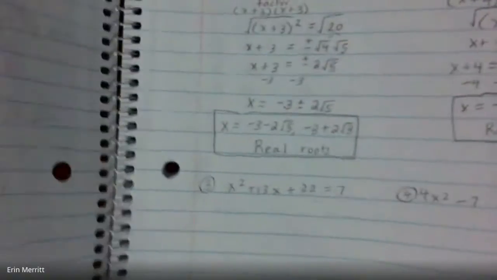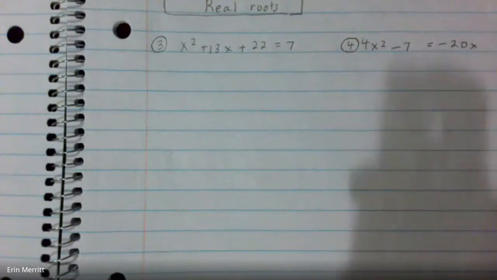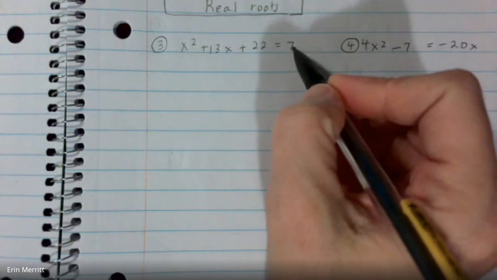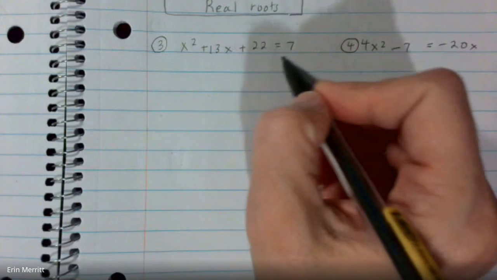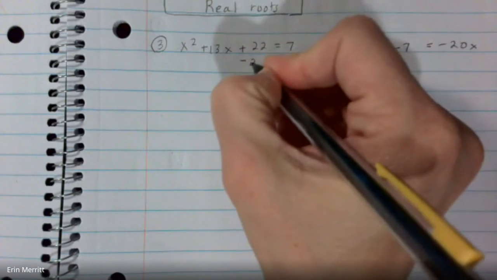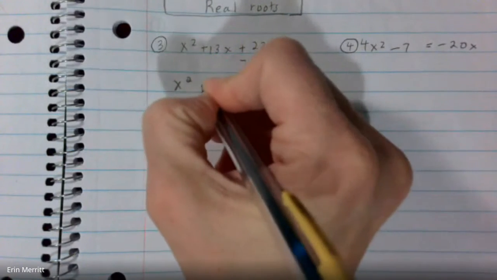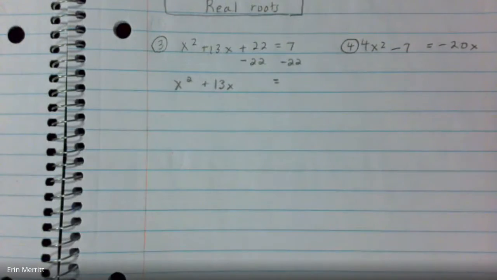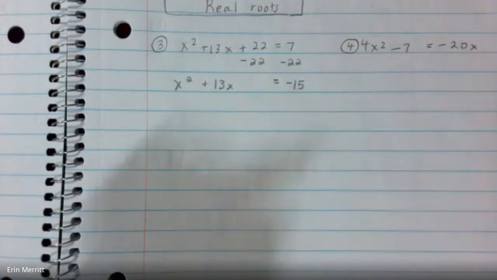Next one. Number 3. It started with things on both sides. You can move it over to get it equal to 0 first, but then you're going to immediately move that constant to the other side. So I'm just going to go right to moving the 22 on over so that the x terms are on one side. And then if we use 7 minus 22, we'll get negative 15 on the other side.